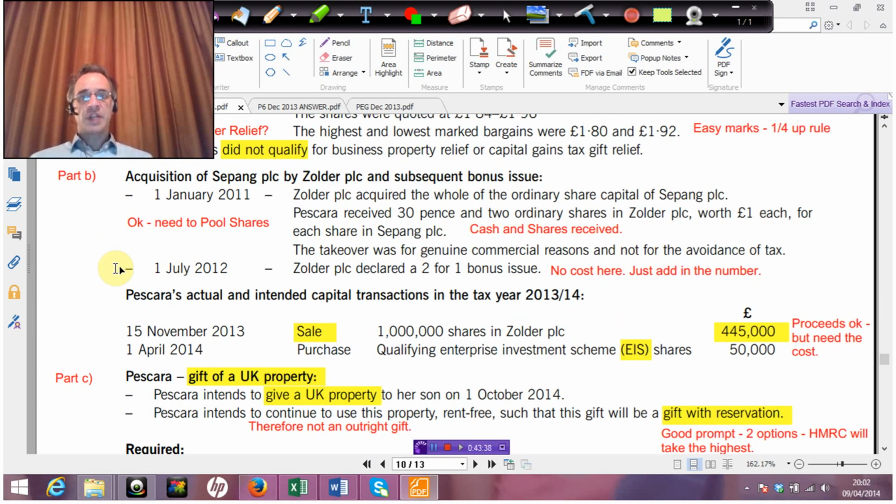I'll just let you read this section here to see what's actually happened. Here's the cash and here's the shares. I'll give you a moment to read that. All that we're told is that she's going to receive some cash and she's going to receive shares with a market value of £1 each. So what we know from the legislation is that that element of cash is going to be chargeable.